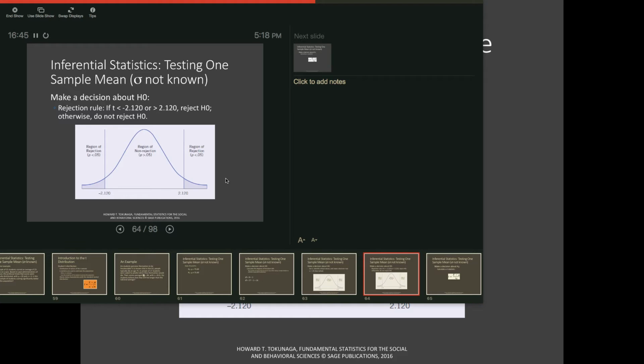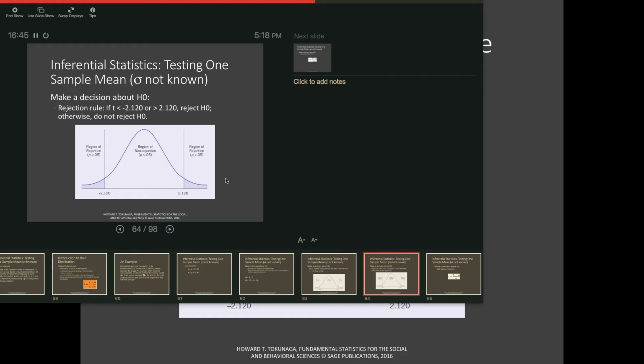So what we want to see is if our t value that we're going to calculate is above 2.120 or below negative 2.120. If it is, we will reject the null hypothesis because that means our sample is truly different than the population. If it falls somewhere between negative 2.120 and positive 2.120, then we do not reject the null hypothesis, meaning that our sample and our population have similar means.